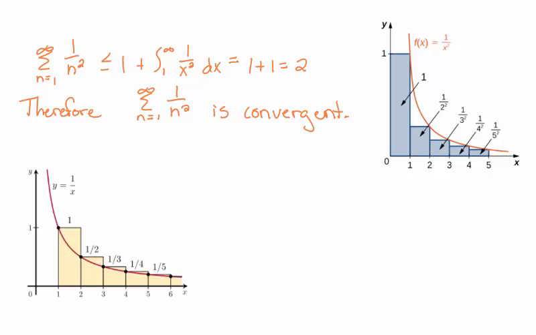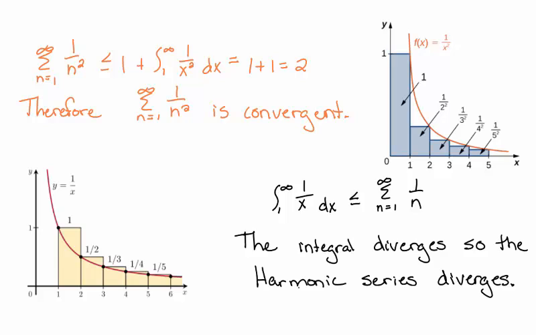For another example, consider the harmonic series, the sum n equals 1 to infinity of 1 over n. This figure shows how the harmonic series overestimates the area underneath the curve 1 over x. Therefore, the integral from 1 to infinity of 1 over x dx is less than or equal to the sum n equals 1 to infinity of 1 over n. And we know that the left integral diverges, hence the harmonic series diverges also.